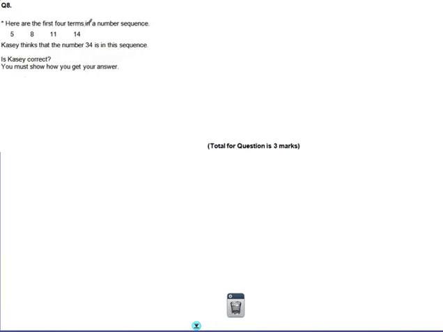Here's the first 4 terms of a number sequence. Casey thinks that the number 34 is in this sequence. Is Casey correct? You must show your answer. Well, I'm going to write down the term again. So here's a sequence. It's going up in 3s, I'm guessing. It is, yeah. So we're adding 3 each term to go to the next term. So the term-to-term rule is 3. So it's going to be in the 3 times table, or multiple of 3.